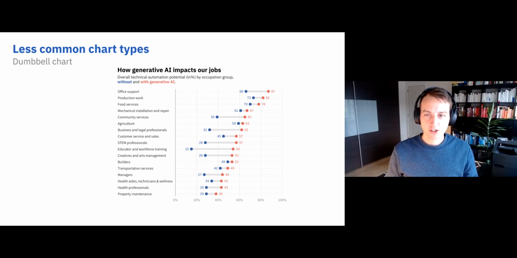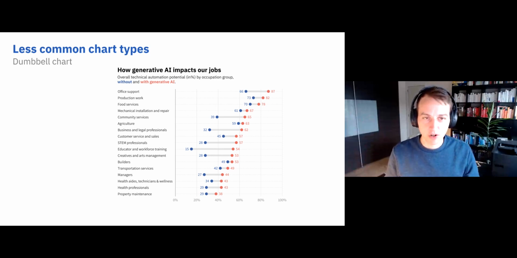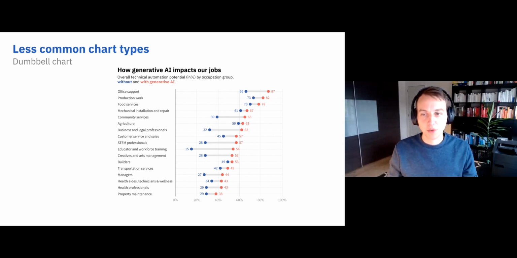Why do I like dumbbell charts so much? It is because they give you an opportunity to visually show the gap between 2 situations. We could solve the same problem here with a grouped bar chart, but that would focus the attention a lot on the actual numbers, while maybe we want to put the spotlight a bit more on the gap between the numbers.